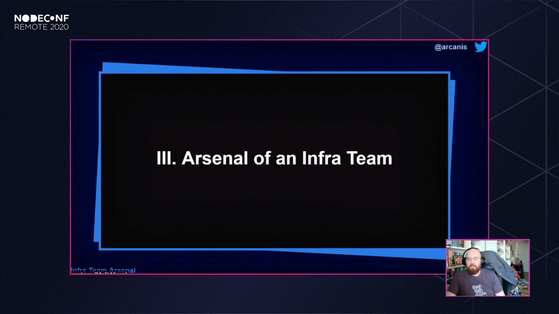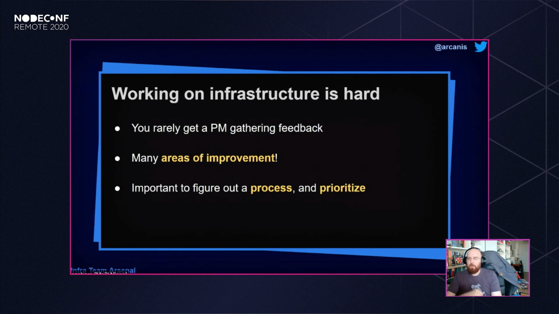part, which is the arsenal that you have when working inside an infra team in order to be efficient. The problem of infra is that it's very hard. You rarely get a product manager gathering feedback for you. You need to do this by yourself. You need to go to your teams and ask them, hey, what is painful for you when working on the product? And you will find that there are a lot of things that you can do in order to improve the experience of all developers in the company.